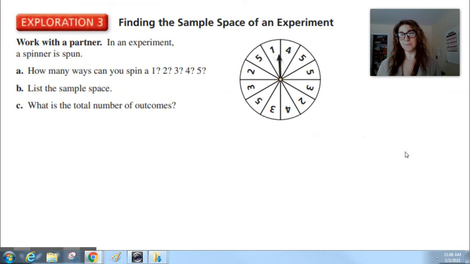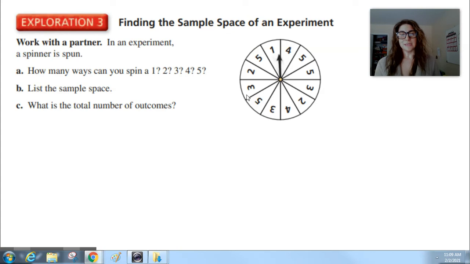The next one is a spinner. You might have seen that before, right? Or if you've ever seen Wheel of Fortune, the big spinner, right? The big wheel there. So this one says, how many ways can you spin a 1? So you look at the wheel. There's only one of them. That's the only possibility. How many ways can you spin a 2? Okay, well, I have 1, 2. I have 2 2s. So there's 2 possibilities for that one. 3, you would count your 3s. Same thing for 4 and 5.